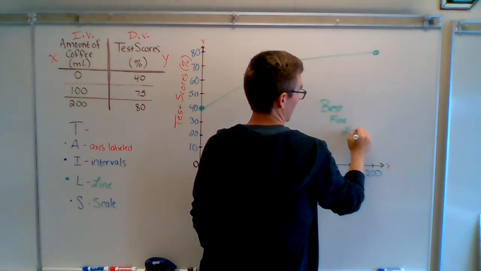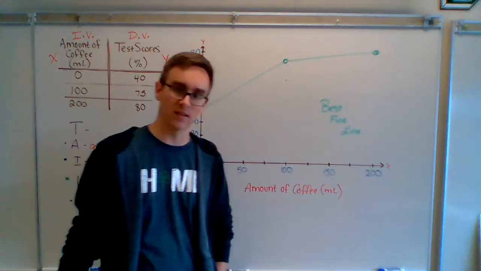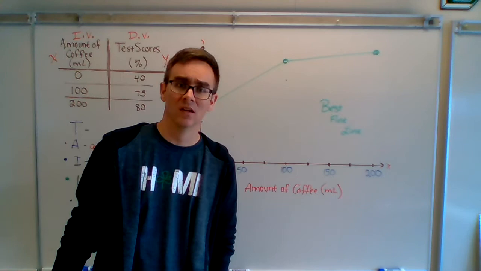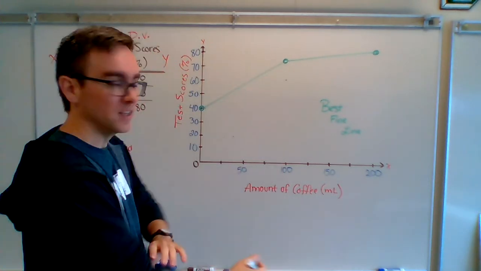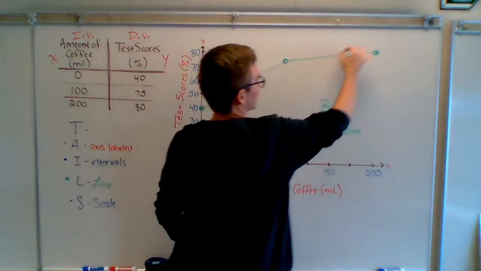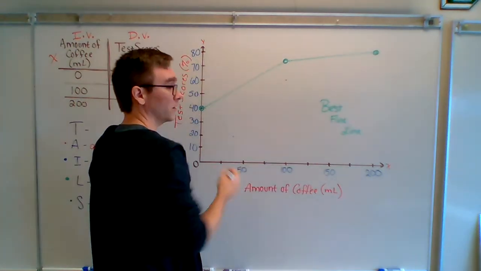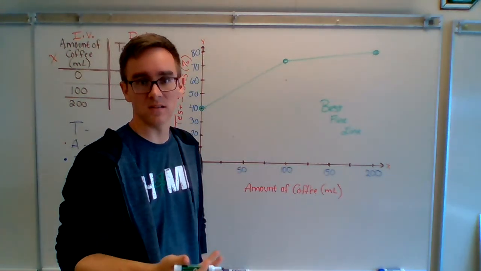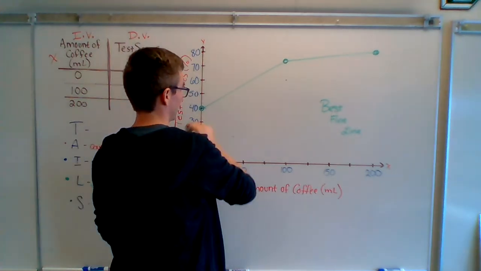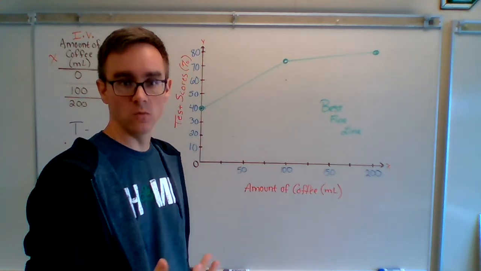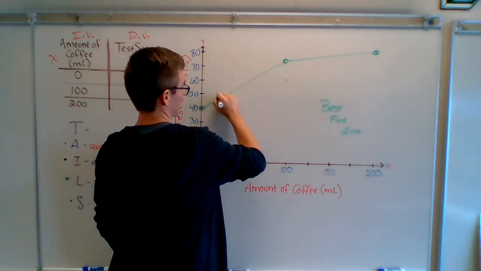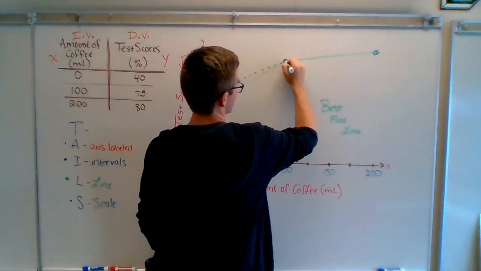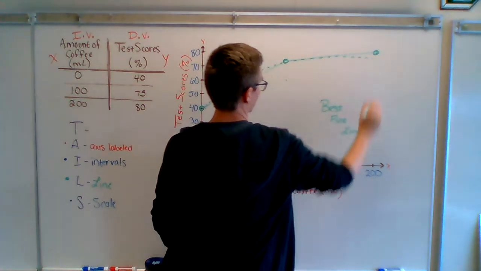Best fit line, a lot of people think that has to be a straight line. It does not. It is a smooth line, not jagged. Notice how it's kind of jagged here? In this case, a nice straight line might work, or it could be curved. It just depends on the data. When you take Algebra 2, you learn fancy ways to do that. So maybe a best fit line looks like this. It's kind of curved.